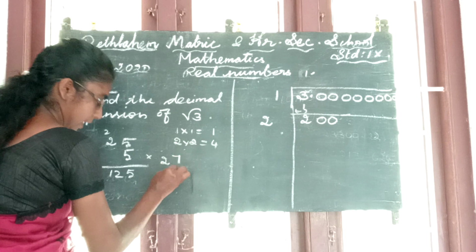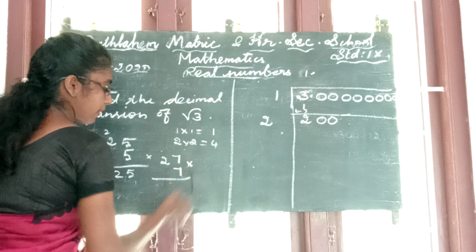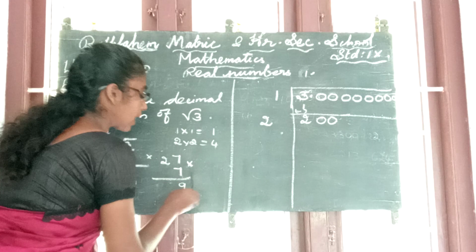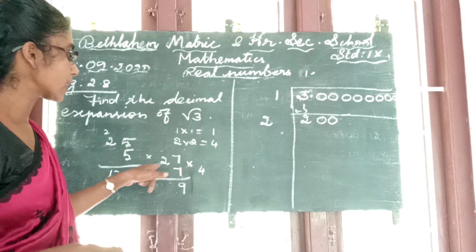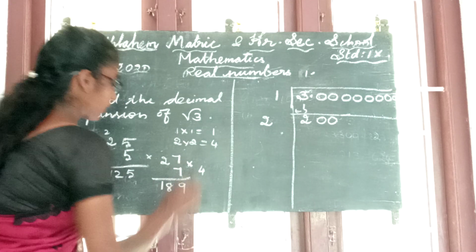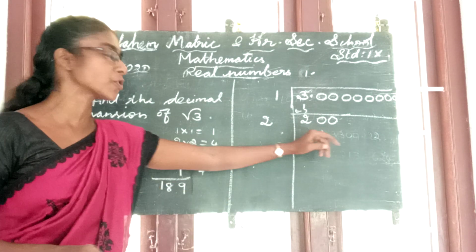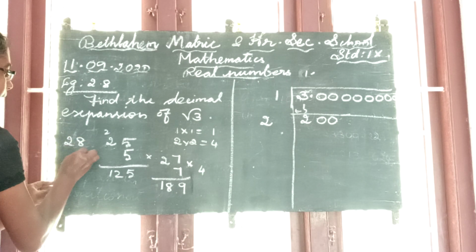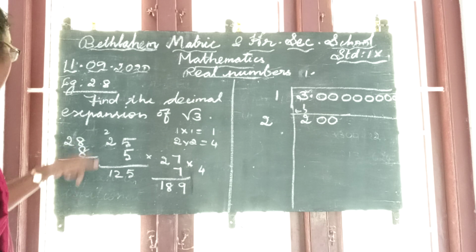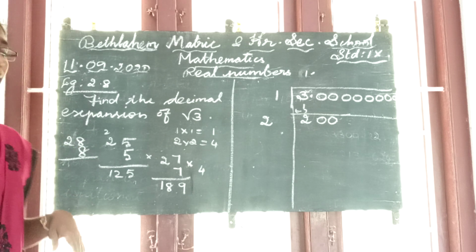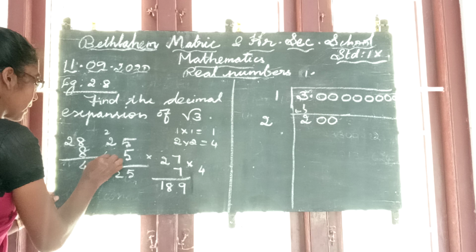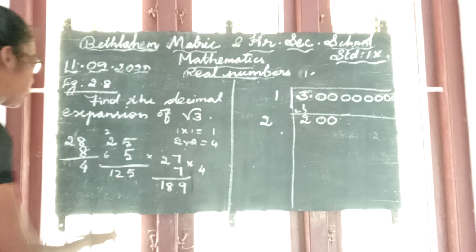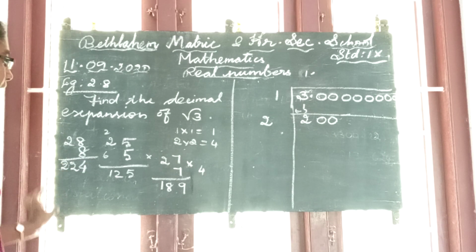Afterwards 7. I am writing it down also. You have to write 7 and multiply. 7 7s are 49. 4 balance. 7 2s are 14. 199. This is less than 200. So we check one more number. 8. With 8 multiplying, what will we get? 8 8s are 64. 6 balance. 8 2s are 16. 16 plus 6, 22. This number is greater than 200.